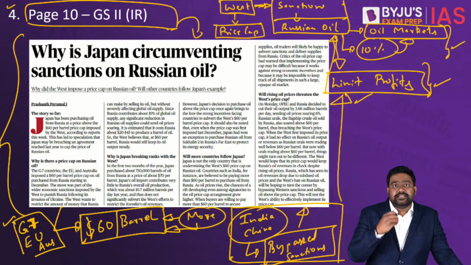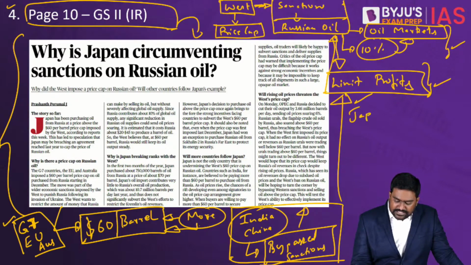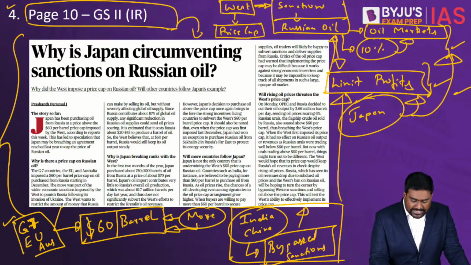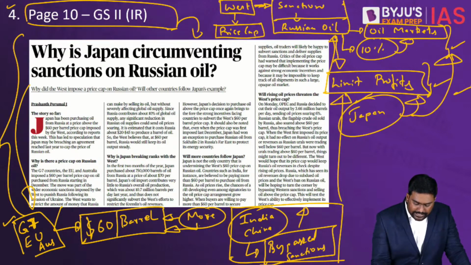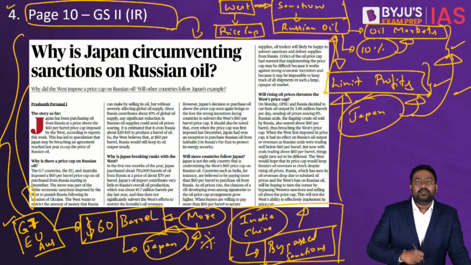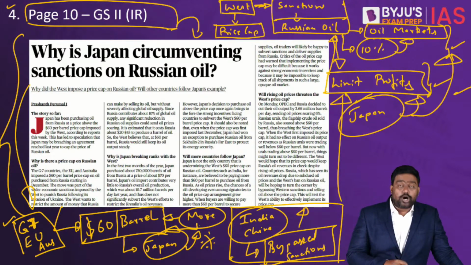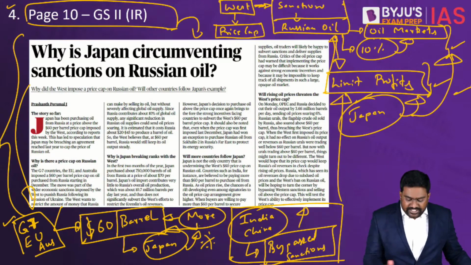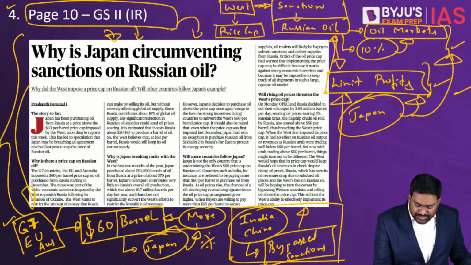But what is shocking and surprising is that even Western allies like Japan have started bypassing the sanctions. Especially Japan has bypassed the price cap. It has bought Russian oil at more than $60 per barrel. Is that clear? It has bought Russian oil at more than $60 per barrel, which was the price cap set by the Western countries. It shows that Japan is circumventing the sanctions against Russia.